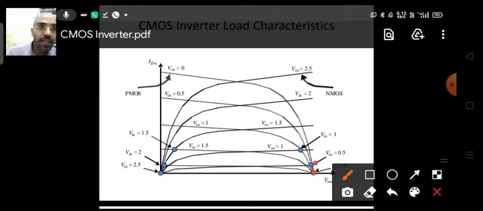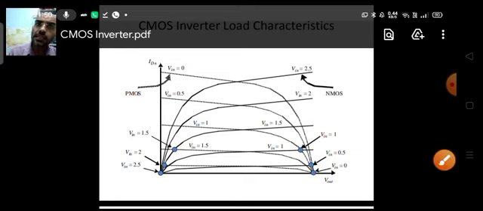To further elaborate, for Vin equal to, let's say, 1.5, you can see that the NMOS is working now in the linear region, whereas the PMOS is working in the saturation region. So as your input voltage changes, the point of operation of the two MOSFETs also changes. Sometimes NMOS works in the linear region, whereas PMOS works in the saturation region or the cutoff region, depending upon the input voltage. This is what the important thing is.